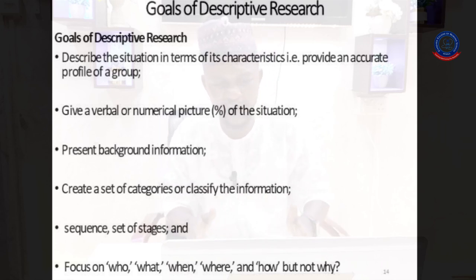Then create a set of categories or classify the information. You have to classify the information into different groups. Then sequence, a set of stages, and the last one is to focus on who, what, when, where, and how, but not why.